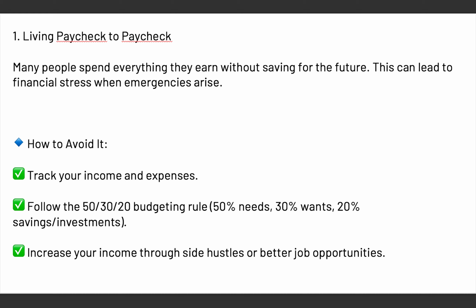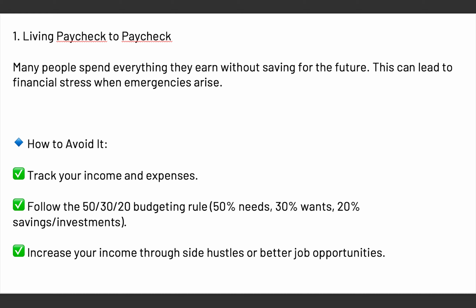And then the second way to avoid it is to follow the 50-30-20 budgeting rule, which I already explained earlier in this guide, where I said 50% of your income goes to your needs, 30% goes to your wants, and 20% goes to your savings and investments. So this way you're not living paycheck to paycheck.